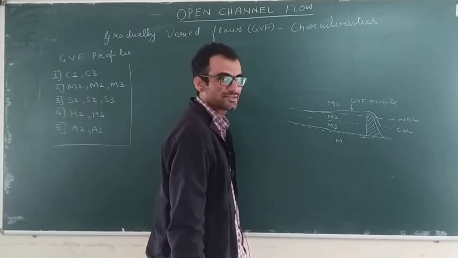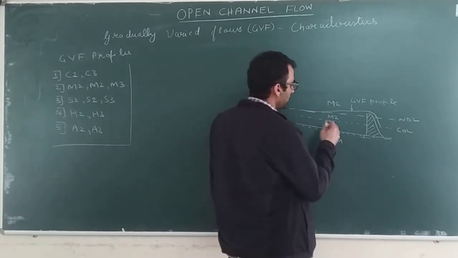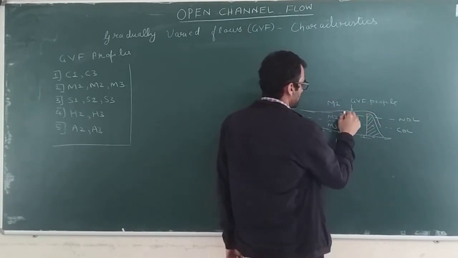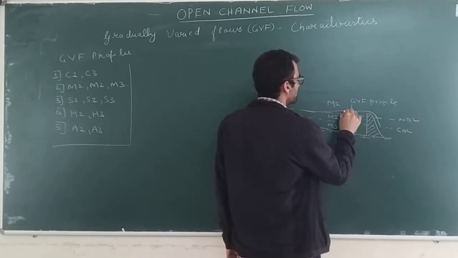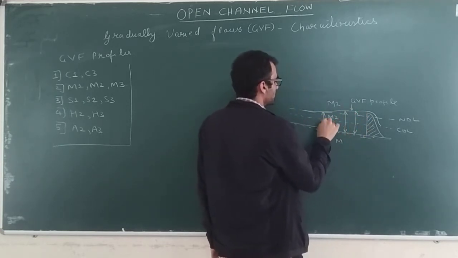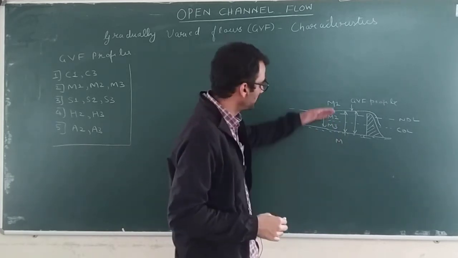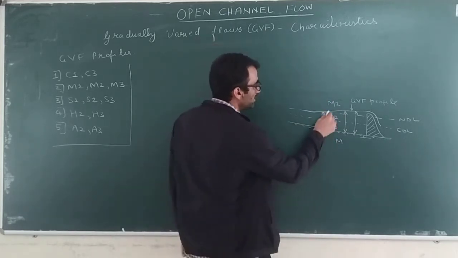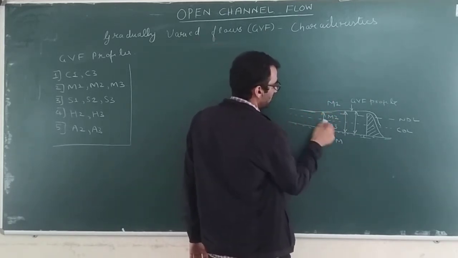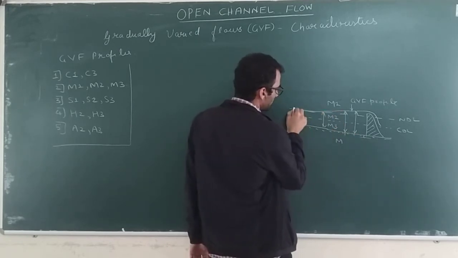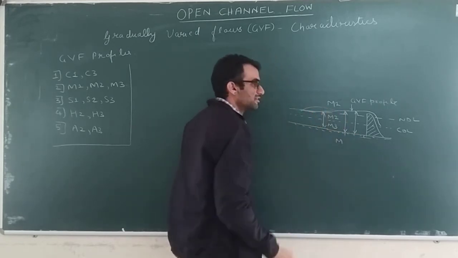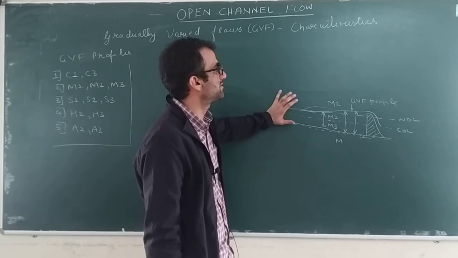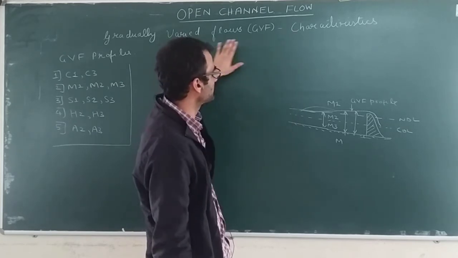Now we have identified this profile. Now we have to study how the profile is behaving, whether it is a rising profile, whether the depth is increasing with distance. That we should know, whether it is rising or falling. The profile can be either rising or falling. We should also know how it is meeting the normal depth line or critical depth line, whichever. Whether it is meeting asymptotically or meeting normally, we do not know. So this study of the nature of the gradually varied flow profiles, that we will start today. That is called the characteristics of GVF profiles.